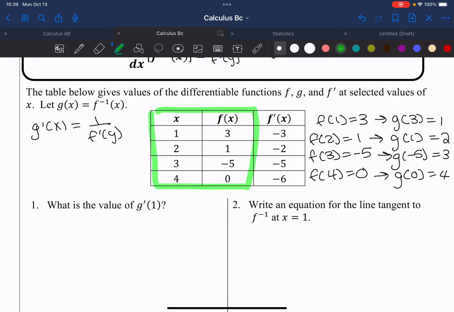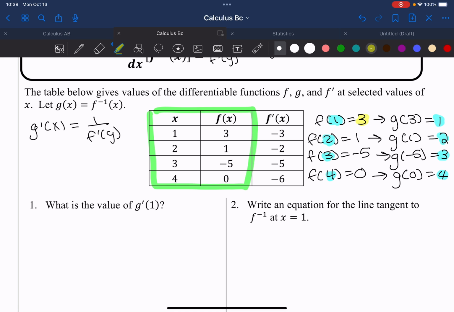If I were to color code these, notice that the x became the y in each of these, and then the y became the x. Same concept of switching the x and y values.